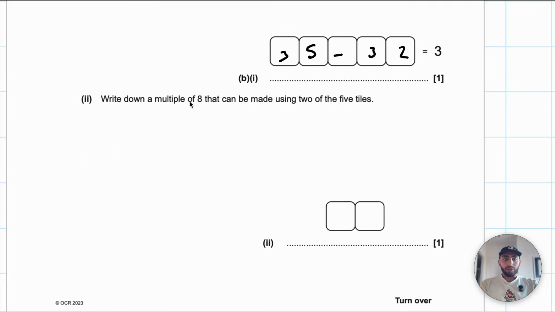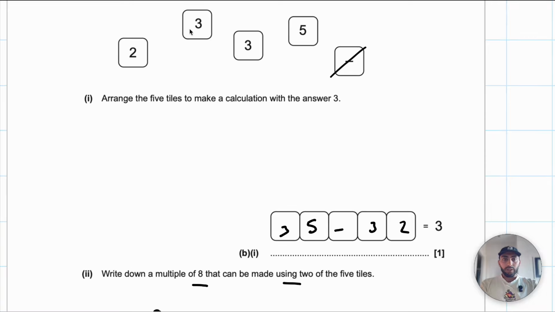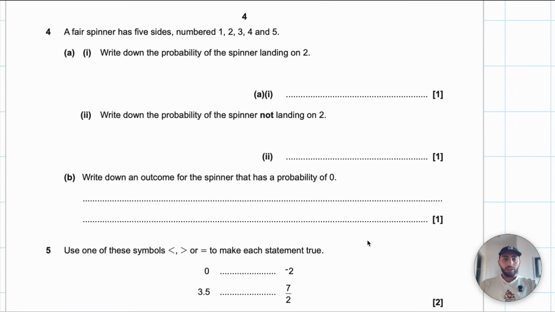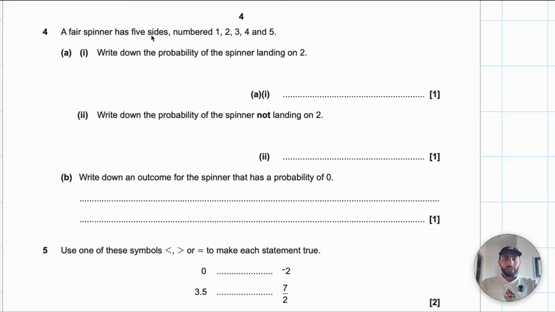Part 2. Write down a multiple of 8 that can be made using 2 of the 5 tiles. So what are my multiples of 8? That's just my 8 times table. So 8, 16, 24, 32, 40. Which of these could we make? So I can see I can make 32. So 32.